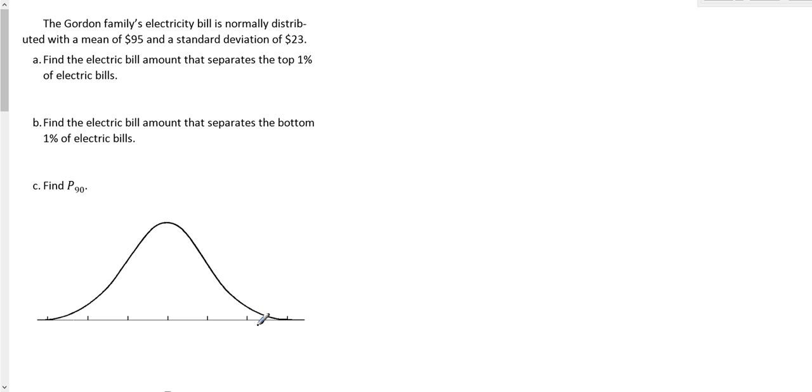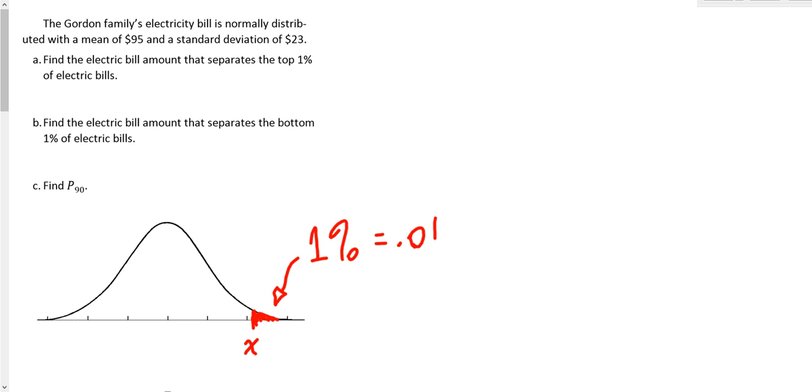Well, if I'm going to separate the top 1%, that's in the upper tail of this normal distribution up here. So I'm looking for the value of x that has 1% in the upper tail, or 0.01 for an area. Well, this is not a normal distribution question, but an inverse normal distribution question. So we have to use the inverse normal distribution.